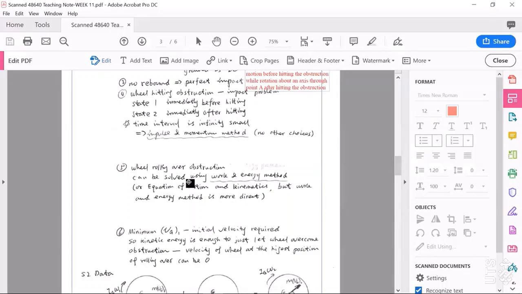When the wheel rolls over the obstruction, that problem can be solved using equation of motion plus kinematics. But we studied work and energy method in week 9, so we know work and energy method should be more direct.